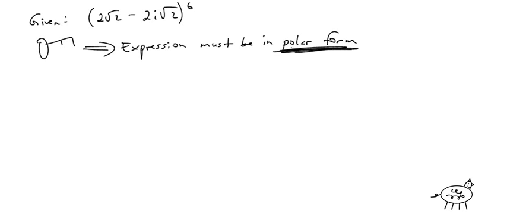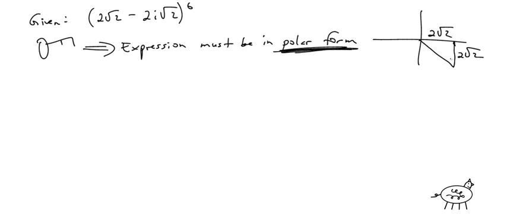Well, it's pretty easy. What we're going to do is draw it in the fourth quadrant, because we have a positive real value and a negative imaginary value. So this is going to be 2 root 2 here, and this is going to be 2 root 2 here.